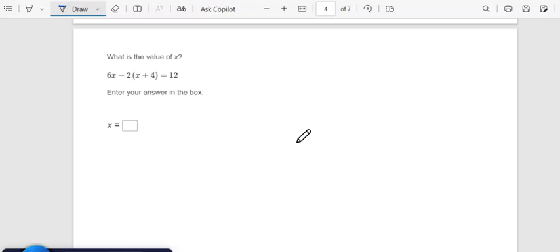All right, lots of steps here. So I'm going to rewrite it. 6x minus 2 times x plus 4 is equal to 12. First of all, this minus goes with the 2. So it's like a negative 2 that we're going to be multiplying it by.